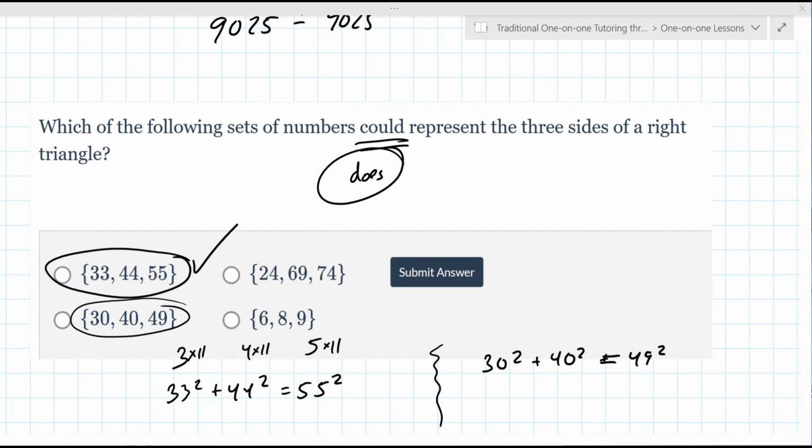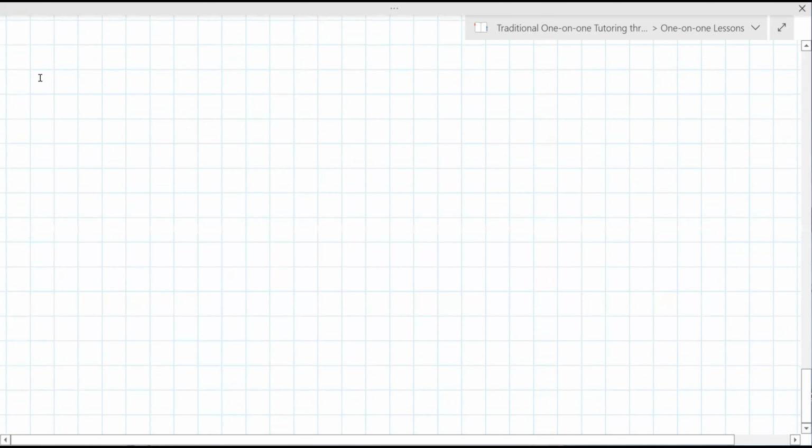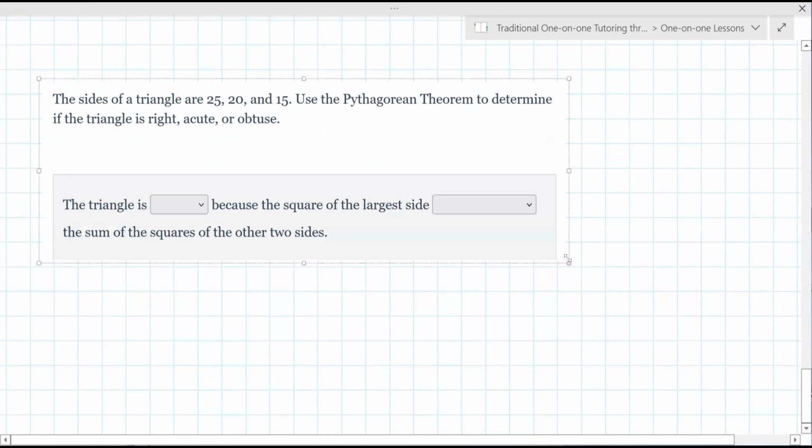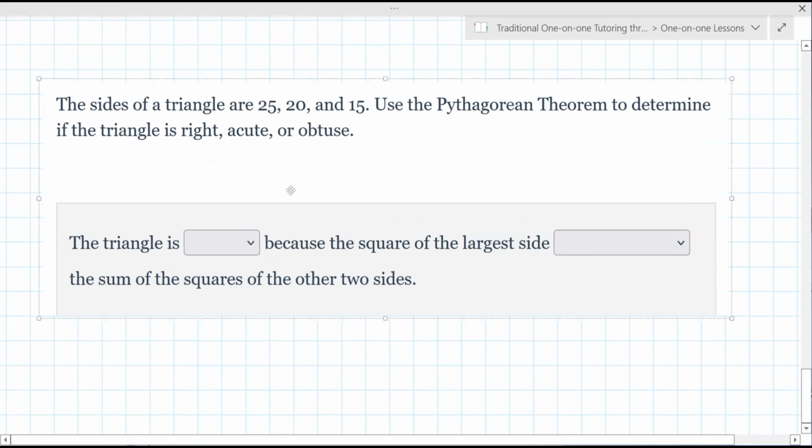Okay. All right. So here's what I'm going to do here. There's one question left, but I think you can do that on your own. Let's go back and look at the level 2 problems here and see if we can work through some of these. All right. Okay, so the sides of a triangle are 25, 20, and 15. Use the Pythagorean theorem to determine if the triangle is right, acute, or obtuse.